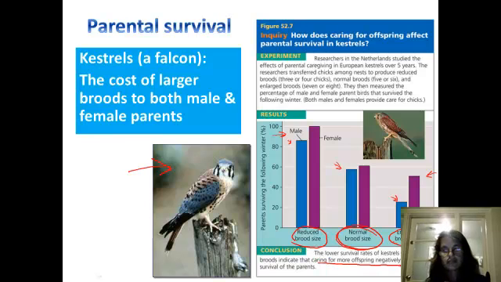So caring for more offspring negatively affects the survival of parents. So there has to be some balance struck. Okay? All right, that's it.